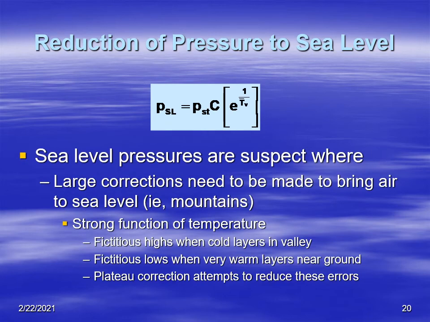The inherent problem with this equation is that you end up with some errors because you're making some big assumptions. And the biggest errors tend to be where you have to bring the air down from high altitudes, meaning mountainous locations. Because, of course, this calculation is a strong function of temperature. And where you have cold layers in valleys, you tend to end up with higher pressure. Where you have warmer temperatures near the ground, you end up with lower sea level pressures. And then finally, we've got this plateau effect, which tries to reduce these errors.